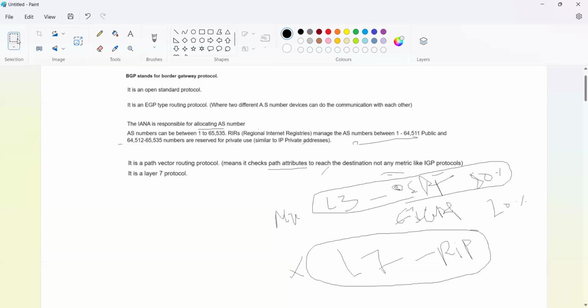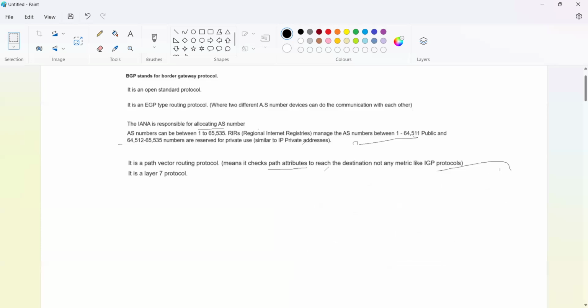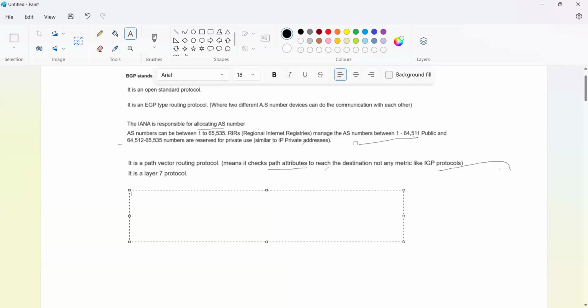BGP is a layer 7 protocol. BGP uses a port number, because with the help of the port number we identify the service. The port number is 179, and it uses the TCP protocol with port number 179. Where does it work? Layer 4 in the OSI model.